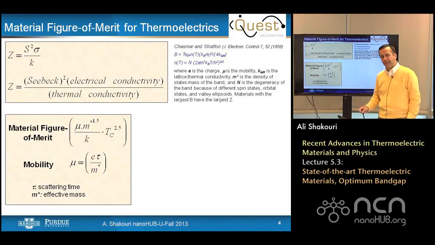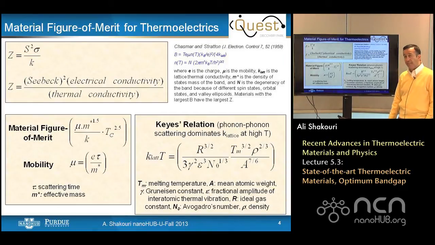What determines the lattice thermal conductivity in the limit of high temperatures? Only in that case, phonon-phonon scatterings, Umklapp scatterings, dominate thermal conduction, and this is an expression called Keyes' relation that is very important, because this expression tells you that to get a material with low lattice thermal conductivity, you need a material with low melting temperature, with low density or large interatomic distance. Then you need A, the mean atomic weight, to be large, and finally gamma, the Gruneisen constant, needs to be large. The Gruneisen constant describes phonon-phonon interactions. The larger it is, the more scatterings you have, and that's how you can reduce the lattice thermal conductivity at high temperatures.